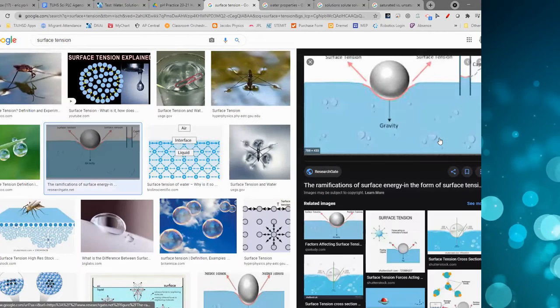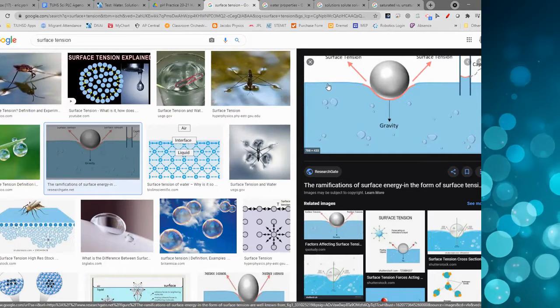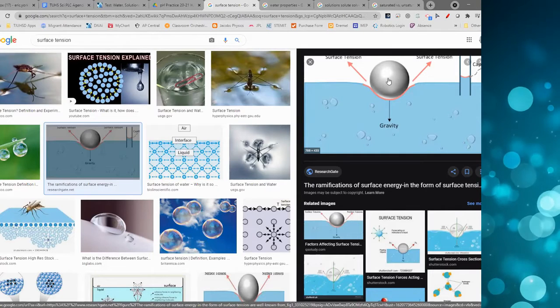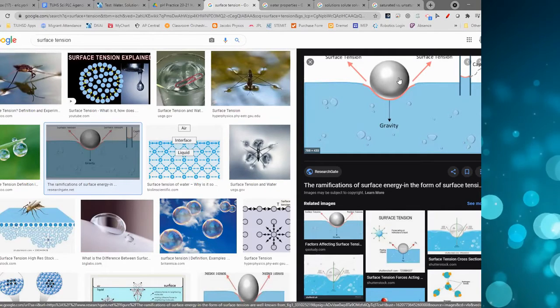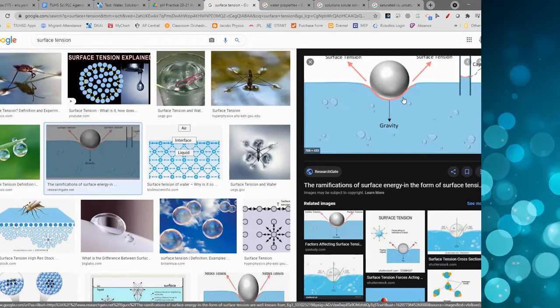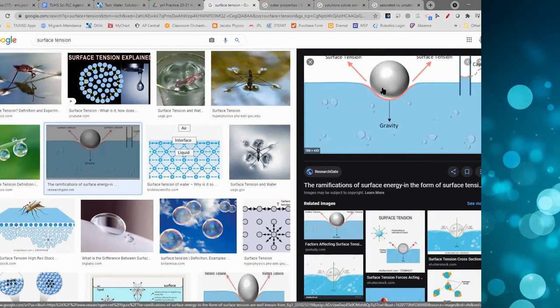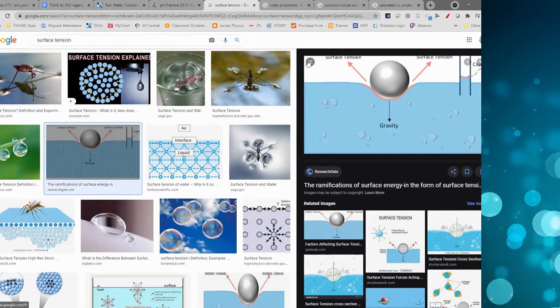All right, here's a few pictures that'll help us. So with surface tension, if you have something on the surface of the water, gravity is pulling it down, and so if it's more dense than water, it should sink. However, if the surface tension is strong enough compared to the weight of the object, you can actually get things to float if they don't break the surface tension.